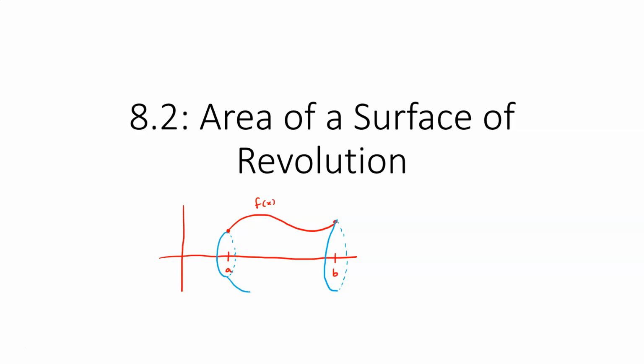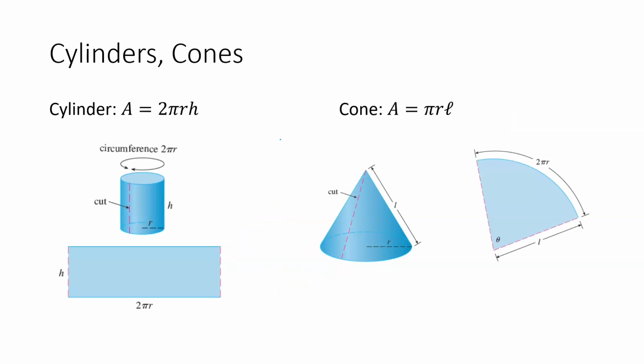And that's going to form this three-dimensional surface, and our goal now is to try and find the area of this surface that's formed when we revolve f of x around an axis. Before we get to the formula, we'll need to develop a little bit of some basic geometric facts.